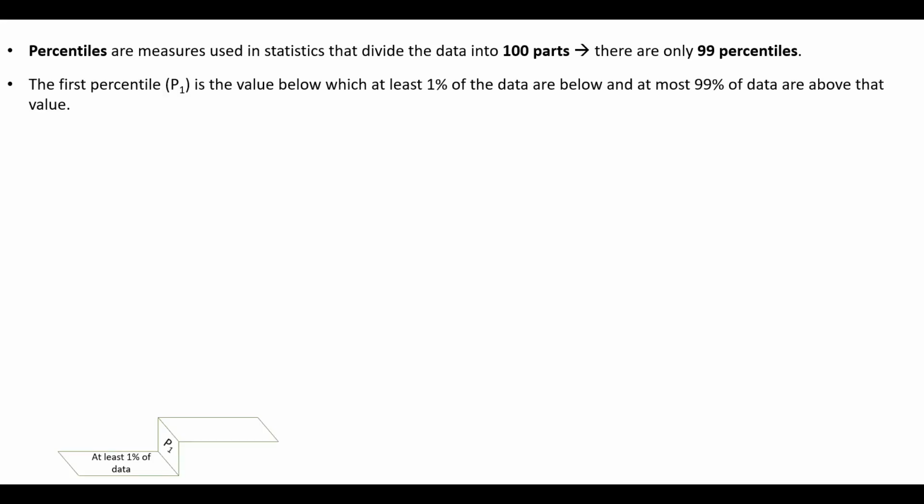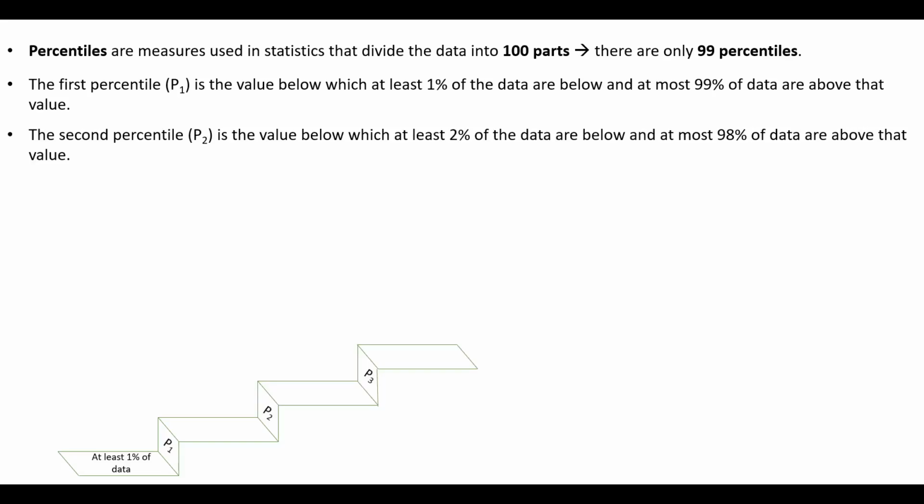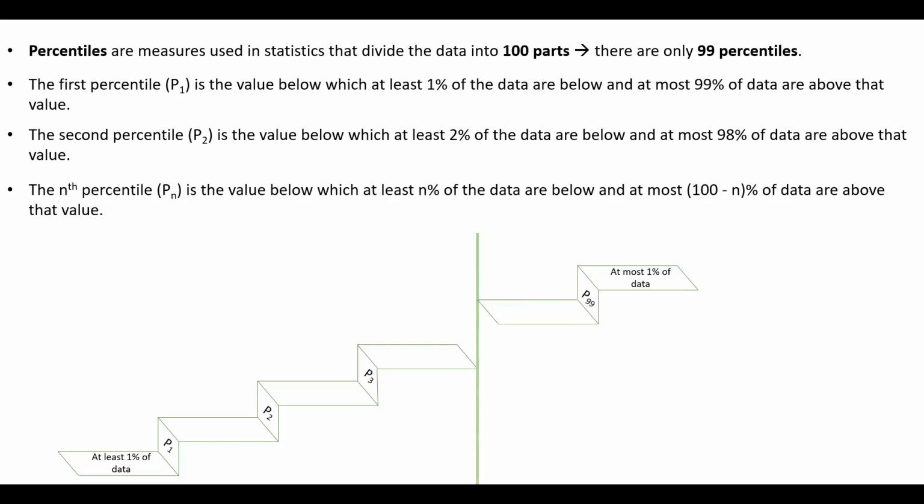The first percentile is the value below which at least 1% of the data are below and at most 99% of data are above that value. The second percentile is the value below which at least 2% of the data are below and at most 98% of data are above that value. Similarly, the nth percentile is the value below which at least n% of the data are below and at most 100 minus n% of data are above that value.